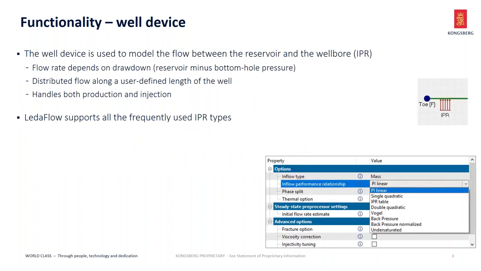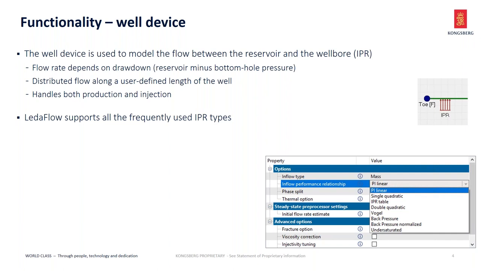Then the well device in LedaFlow, so that is used for modeling the flow between the reservoir and the wellbore, also called inflow performance relationship, or IPR. So the flow rate here depends on the drawdown, meaning the reservoir minus the bottom hole pressure. So it's a pressure dependent flow rate. It is distributed along a user-defined length of the well, so it's possible to have inflow in more than one cell at the bottom of the well. And it handles both production and injection.